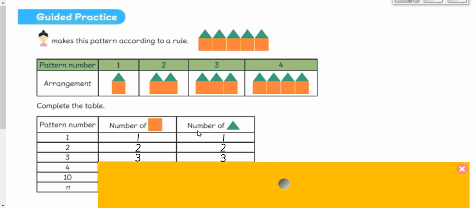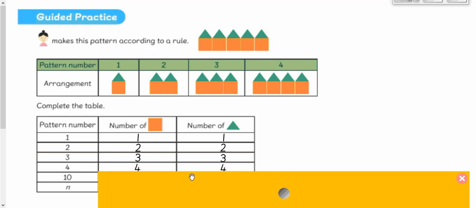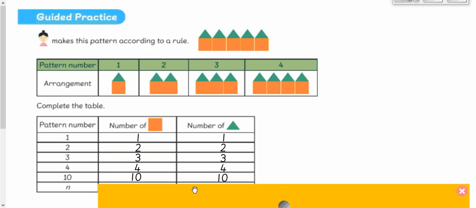So here, 1 and 1, 2 and 2, 3 and 3. Pattern number 4, 4 and 4. Pattern number 10. Hopefully you're getting annoyed at me and shouting at the laptop. Yes, it is 10 squares, 10 triangles. Pattern number n. Just like we talked about the x's here. Pattern number n. Number of squares. If it was 10 here and it was 10 here, I think it's going to be in here. So a number of squares, the n pattern number, they'll be exactly the same.